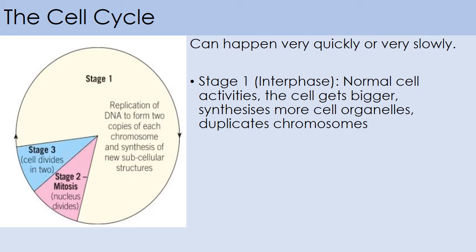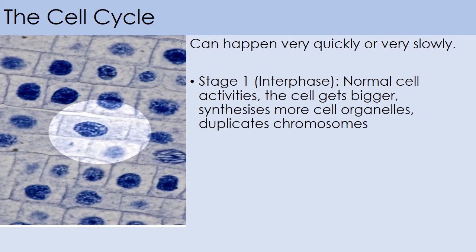So stage 1, we are in interphase. That's that big stage. This is the normal cell activities where the cell just gets on doing what it wants to do, whatever its specialization is. Towards the end of it, the cell starts getting bigger. It starts growing in size. It will also synthesize more cell organelles, so things like the mitochondria, ribosomes, and the Golgi apparatus. And it will also duplicate the chromosomes.